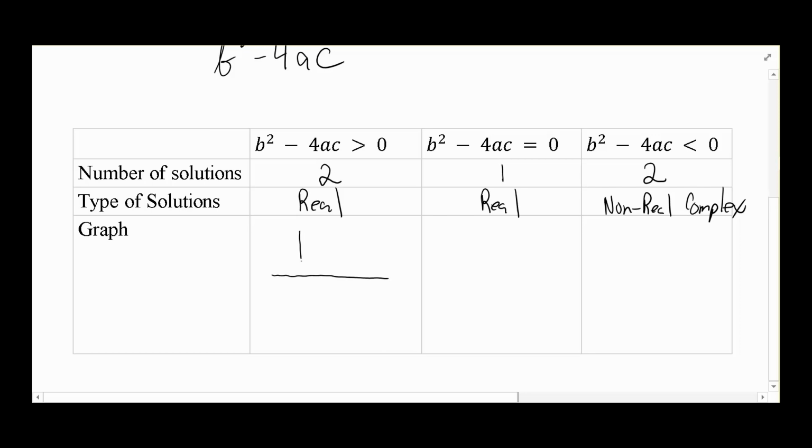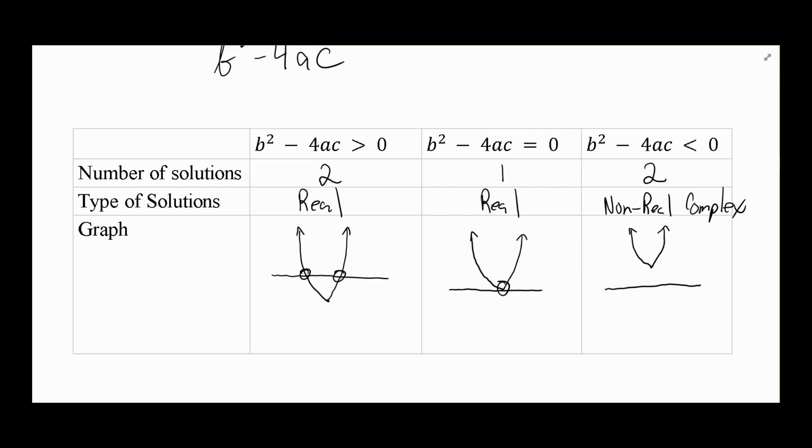It's possible that the quadratic crosses the x-axis in 2 places. It's also possible to have a quadratic that only crosses the x-axis in one place. It's also possible to have a quadratic that doesn't cross through the x-axis in any real place. So that's visually what's going on. But we are going to look at examples where we want to just say, hey, how many solutions are we going to have, and what type of solutions are they? And we can use the discriminant to find that.